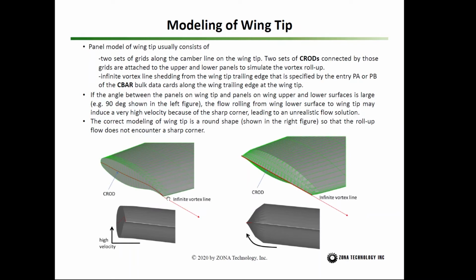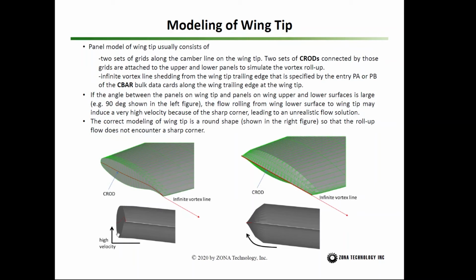Then if you have a C-bar along the wing trailing edge, and in the C-bar you have entries PA and PB, then you can specify a non-zero PA here, for example. Then the C-bar will generate an infinite line vortex. So this is the correct modeling. However, because the angle here is 90 degrees, when the flow rolls up from the wing lower surface to the wing tip, it will make a 90 degree turn. This 90 degree turn will generate a very high velocity and a very low pressure region.